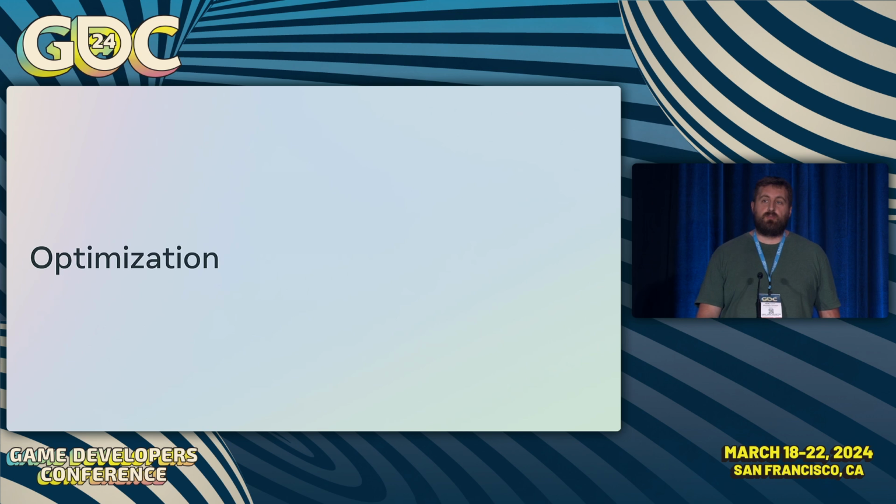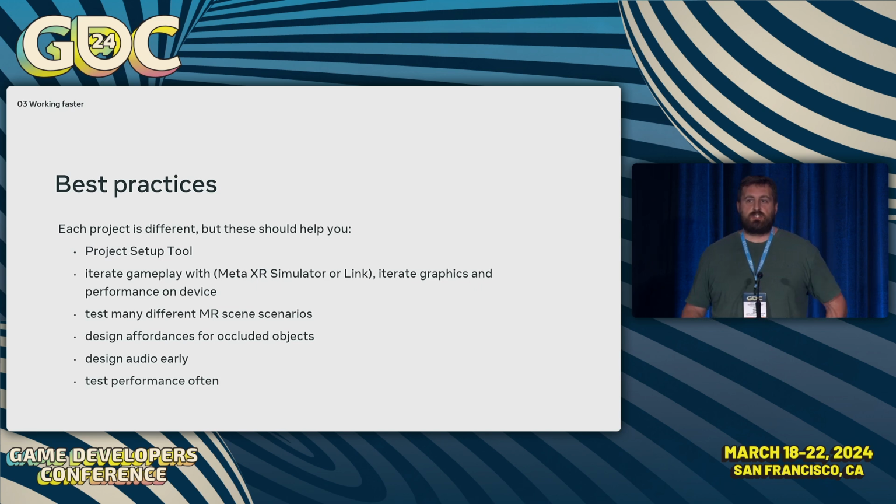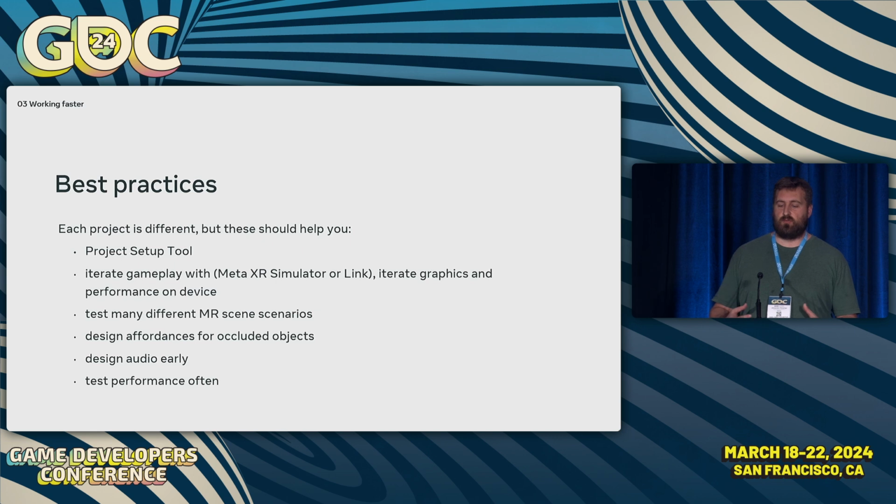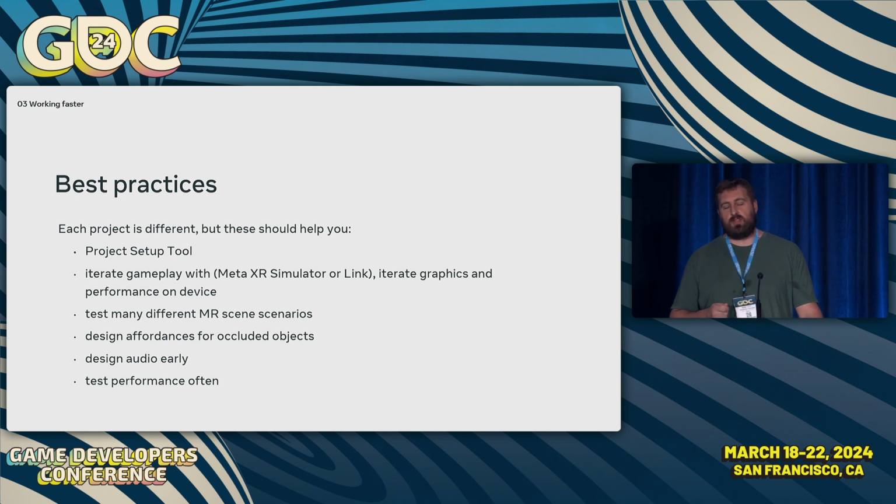Now let's talk about optimization. How do we make our app better? Let's go over a few best practices that should give you a good foundation for your next project. The project setup tool, which is available with the Meta XR Core SDK for Unity, and when you integrate the Meta XR plugin in Unreal, will help you set up your editor to have the best for Quest.